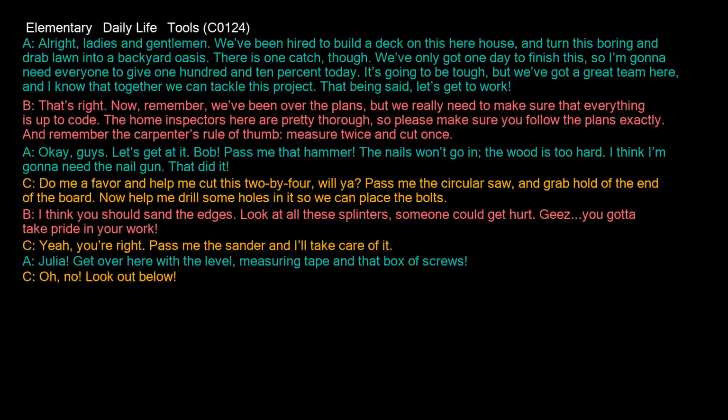That's right. Now, remember, we've been over the plans, but we really need to make sure that everything is up to code. The home inspectors here are pretty thorough, so please make sure you follow the plans exactly. And remember the carpenter's rule of thumb: measure twice, cut once. Okay, guys, let's get at it. Bob, pass me that hammer. The nails won't go in. The wood is too hard. I think I'm gonna need the nail gun.